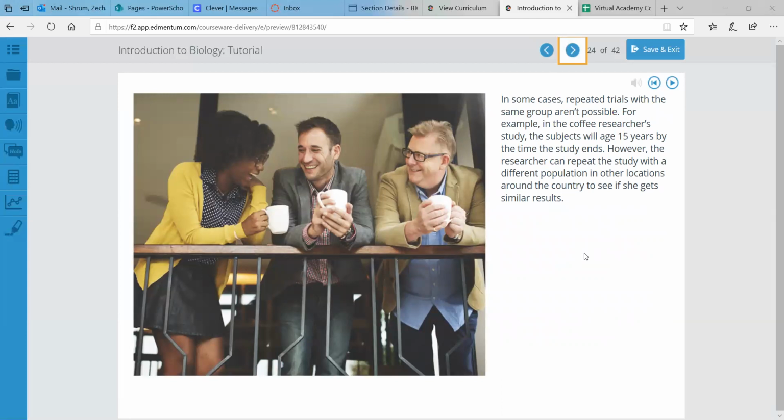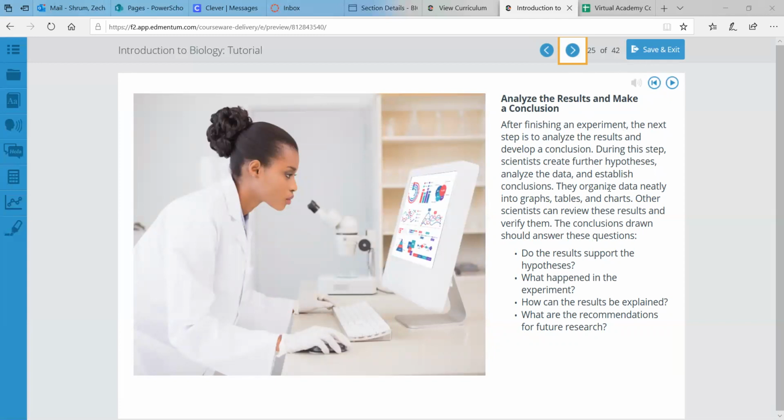In some cases, repeated trials with the same group aren't possible. So the subjects will age 15 years by the time the study ends. However, the researcher can repeat the study with a different population in other locations around the country to see if she gets similar results. So you can see some experiments need a lot of planning and preparation. And once you get the results, you're able to make a conclusion.